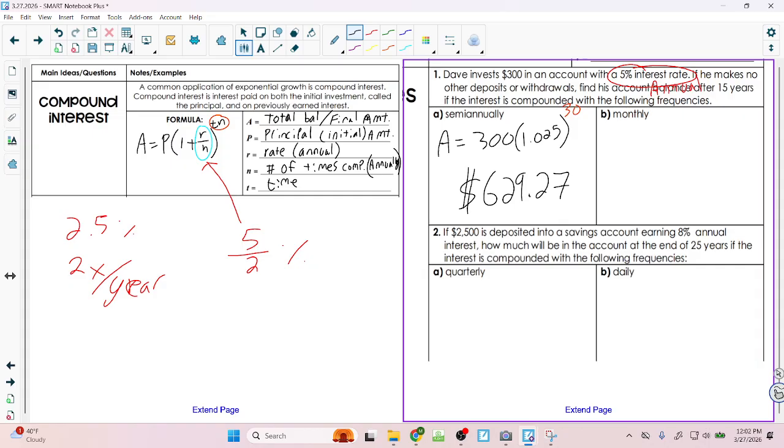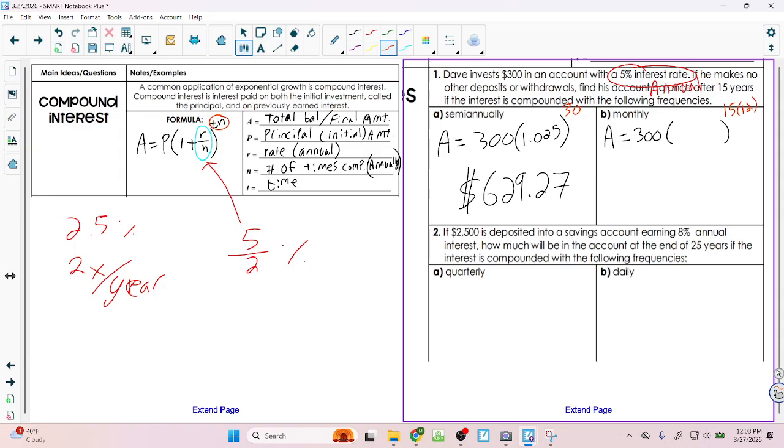Okay, so that's that. So let's talk about monthly. A lot of stuff is staying the same. Let's talk about everything that's staying the same. A equals 300, the amount, and now it's monthly. So it's going to be, if we think about it, 15 times 12. That's how many times it's going to compound. And it's going to be the rate.